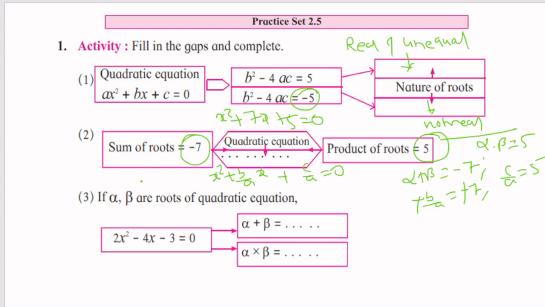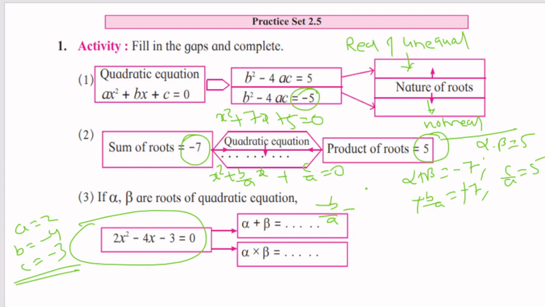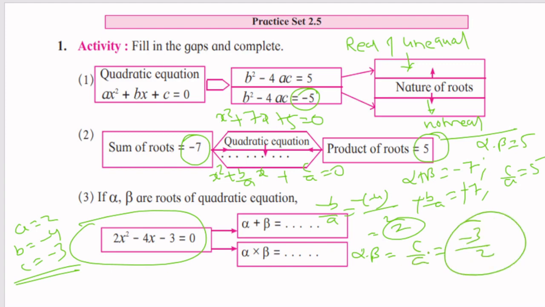Third one. The equation given is 2x square minus 4x minus 3. You should know your a, b, c values here. a is equal to 2, b is equal to minus 4 and c is equal to minus 3. Simply, alpha plus beta is equal to minus b by a. What is b? Minus 4. Right? Minus of minus 4 by a, 2. So 4 by 2, this is 2. Your alpha into beta is c by a. What is your c? Minus 3 and a is 2. So minus 3 by 2. Isn't it very simple? The moment you know the fact, your alpha plus beta is 2. Alpha into beta is minus 3 by 2. This is damn simple.